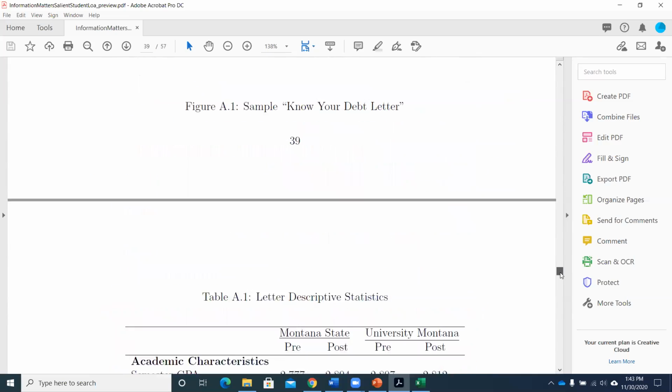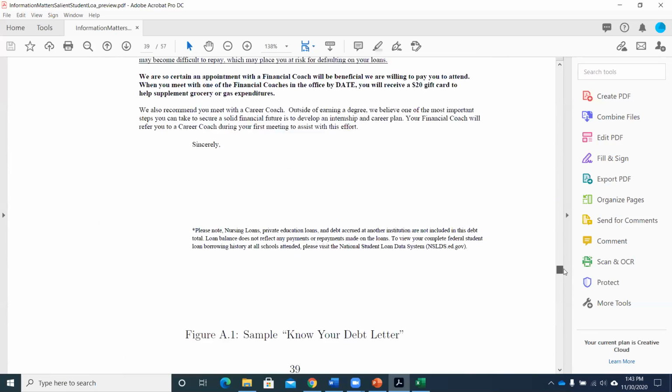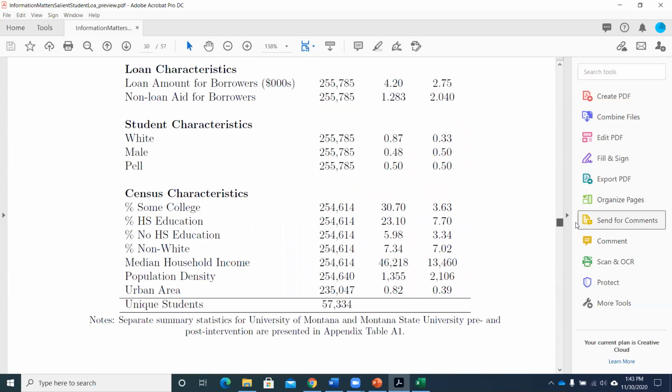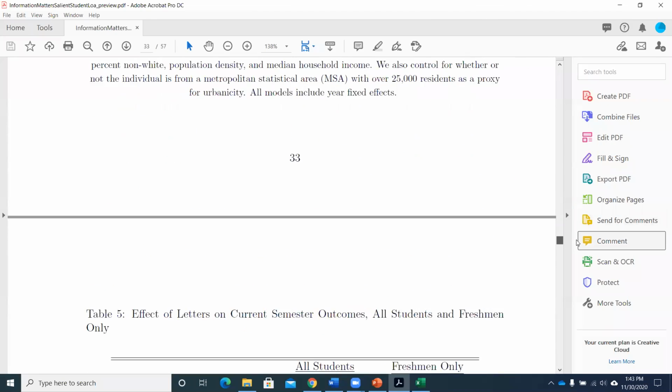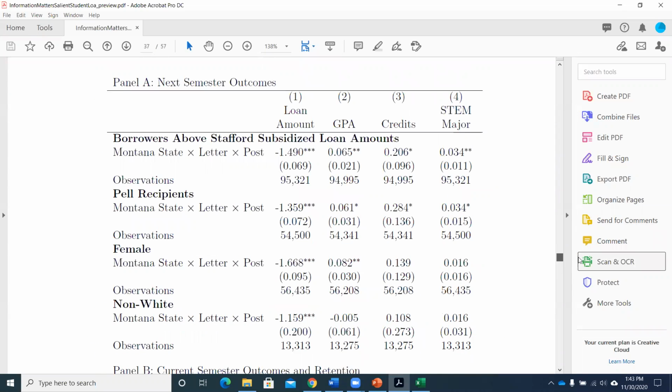Where's the major choice one? I thought was really interesting. Did I already pass it? Oh, sorry, that's a different paper. Here it is. All right.